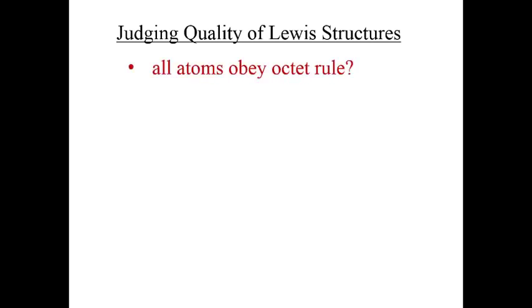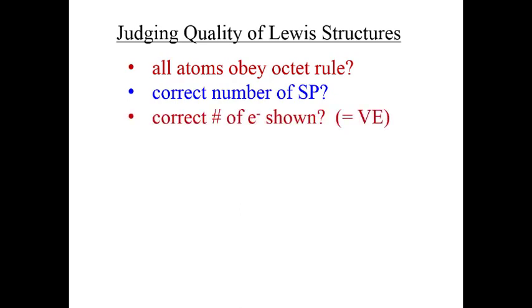We should check to see that all atoms obey the octet rule. Assuming that we are using the shared pair formula correctly, have we shown the correct number of shared pairs? And have we shown the correct number of total electrons in the structure? This should be the same as the number of valence electrons we computed in the shared pair formula.